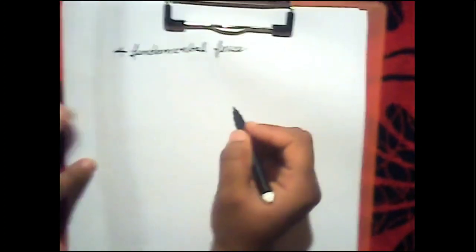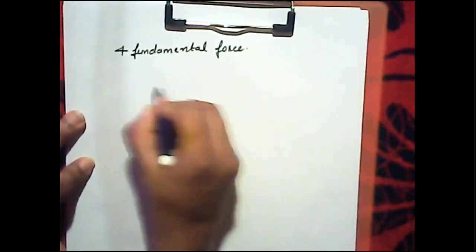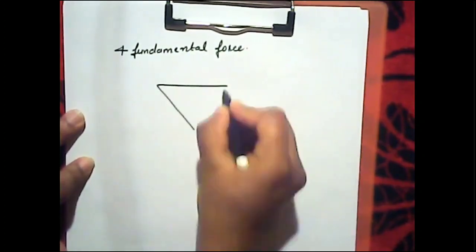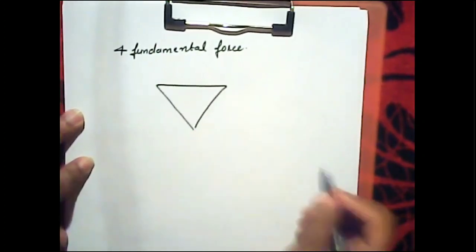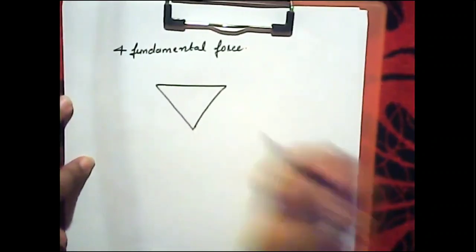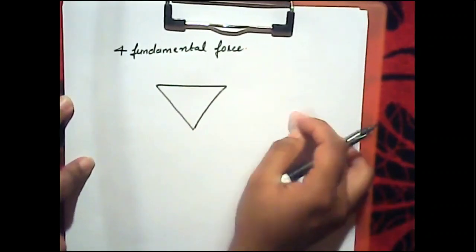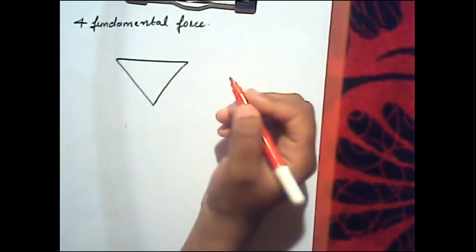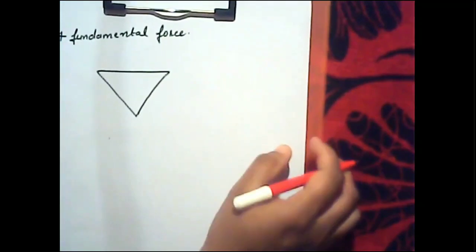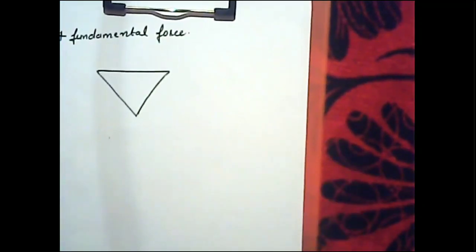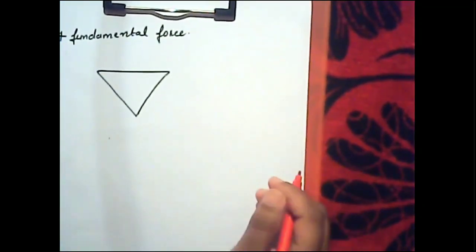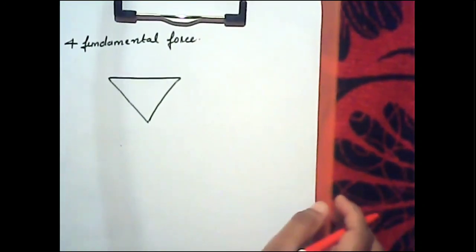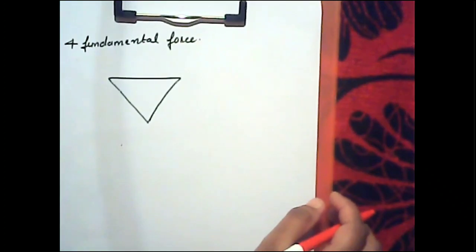Whenever we are drawing about the Triorigin concept, we should draw a pyramid like this, a triangle, and we always label this triangle. So in Triorigin, we have 4 fundamental forces: hetero, homo, neutro, and neutro.